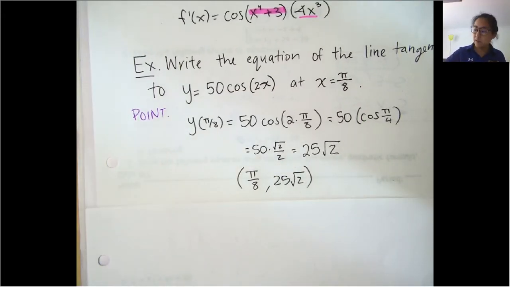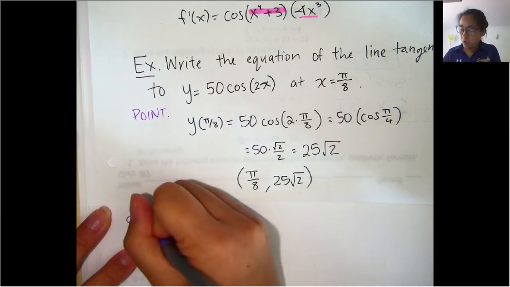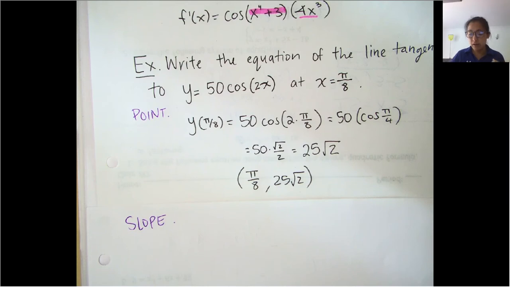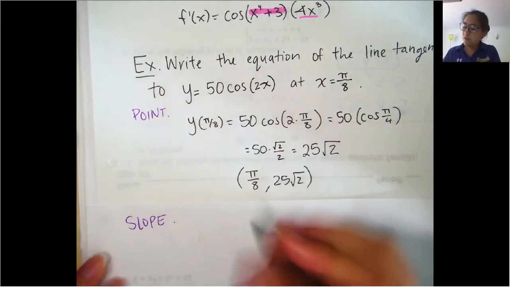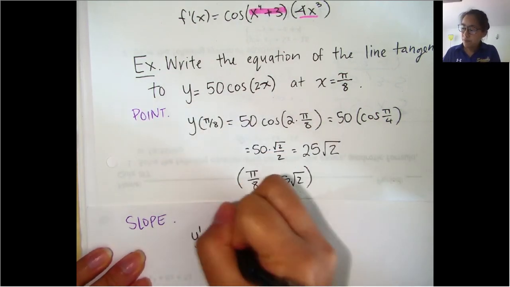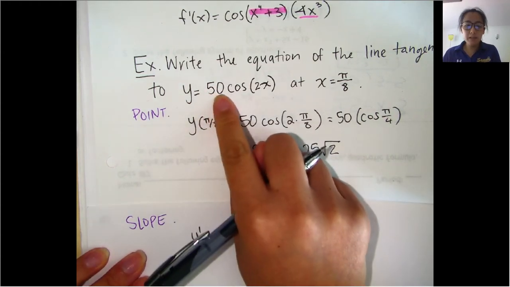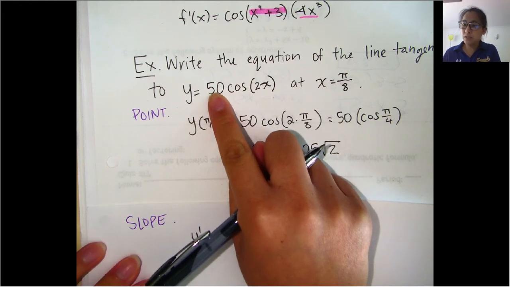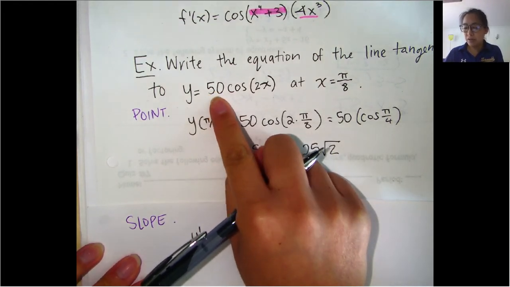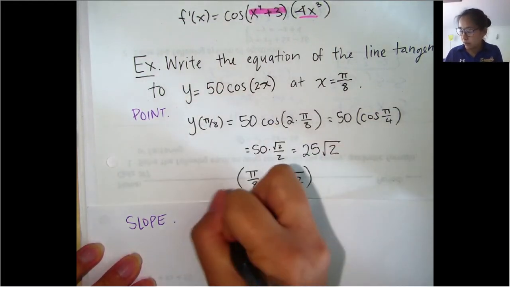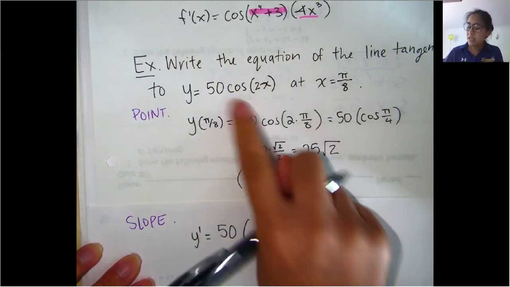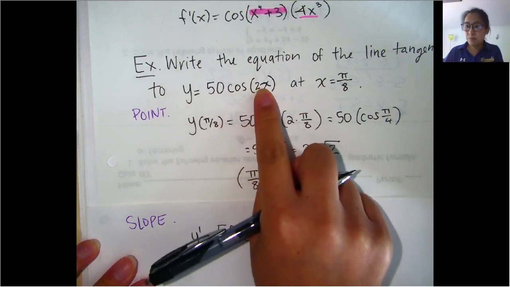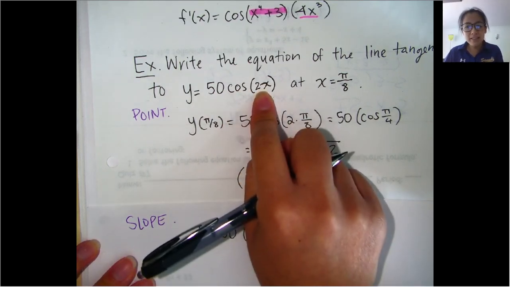Now we're going to find the slope. So for the slope, as you guys know, we're going to go ahead and take the derivative. And so for this derivative, we'll do y prime equals, and then there is a constant in front that's being multiplied. So this is a constant multiple rule. We can just carry the constant down. So the 50 stays. And then times, we're going to take the derivative of cosine of 2x.